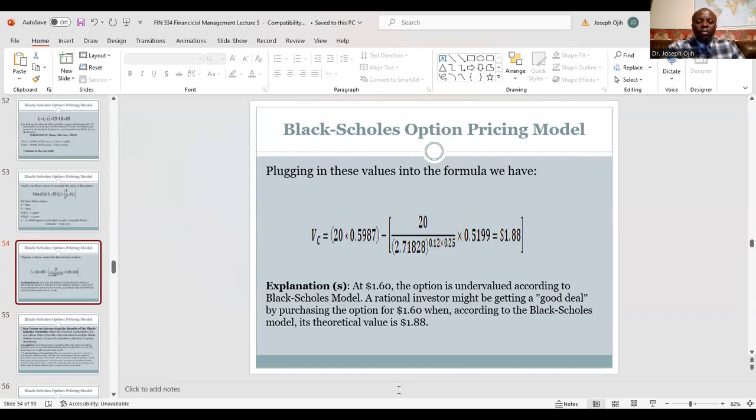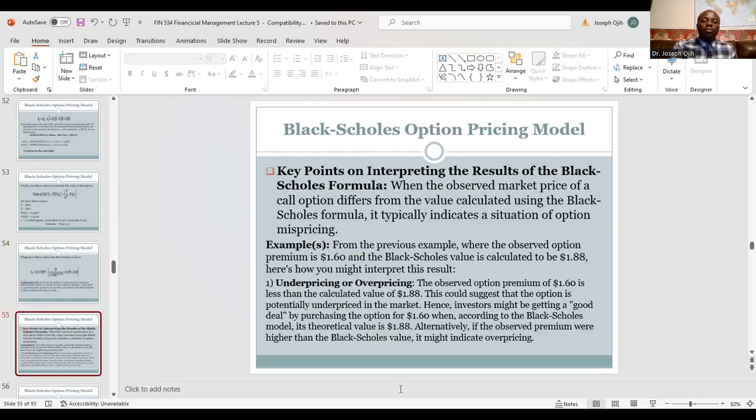So what does it mean? According to the Black-Scholes model, since this $1.88 is bigger than the premium of $1.60, a rational investor might be getting a good deal by purchasing the option at $1.60, because its theoretical value is $1.88. So what does that difference in the value of the call option, which is bigger than the premium, mean? Well, there are various ways you can interpret this.